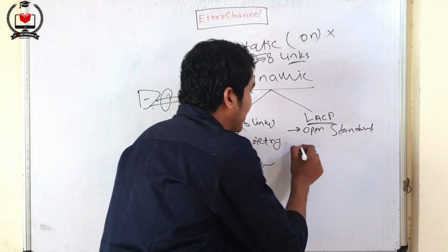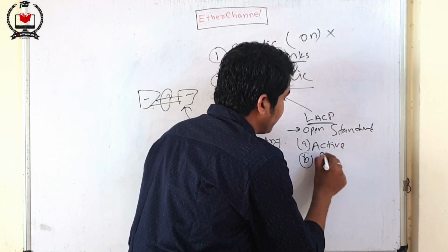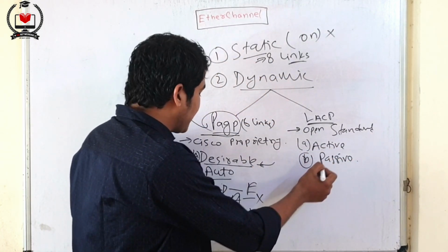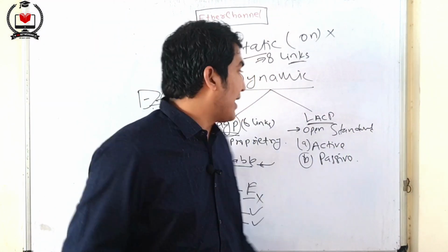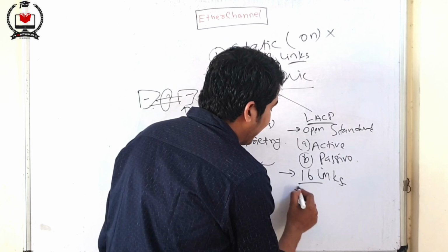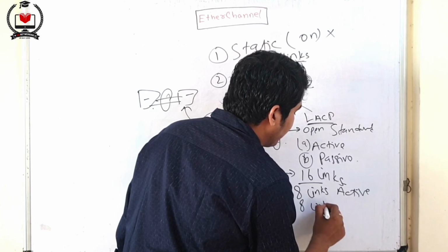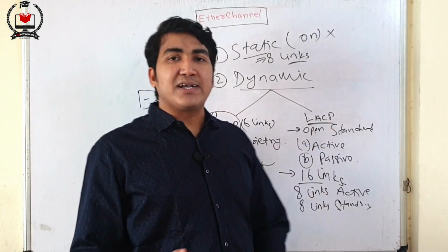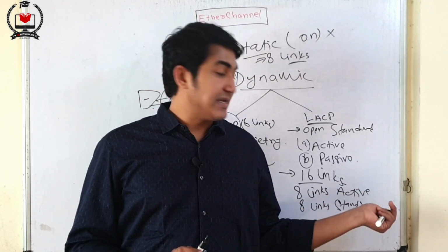Here also we have two modes. First one is active and second one is passive. Active is similar to desirable and passive is like auto. Active will always initiate the negotiation and passive will always wait. And here in LACP we can bundle up to 16 links, but there will be 8 links in the active state and 8 links in standby state, like for backup. Means we can bundle up to 16 links, but only 8 will be active, and 8 will be standby.